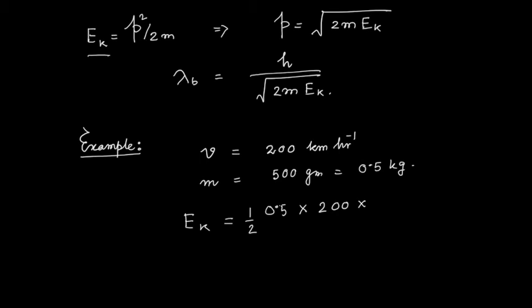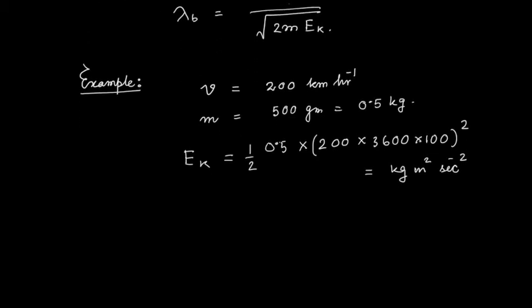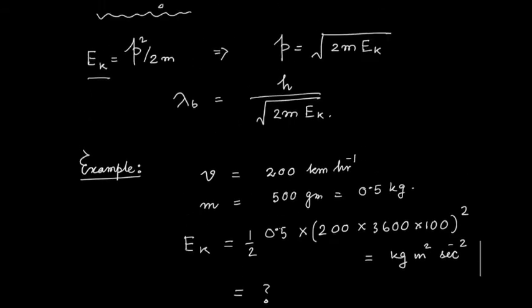If I convert to seconds, it will be this many per second, and let us write meter per second. So this is multiplied by so many things and then squared. Okay, so this is in kg meters square second minus 2. Calculate this. I request you to calculate this.